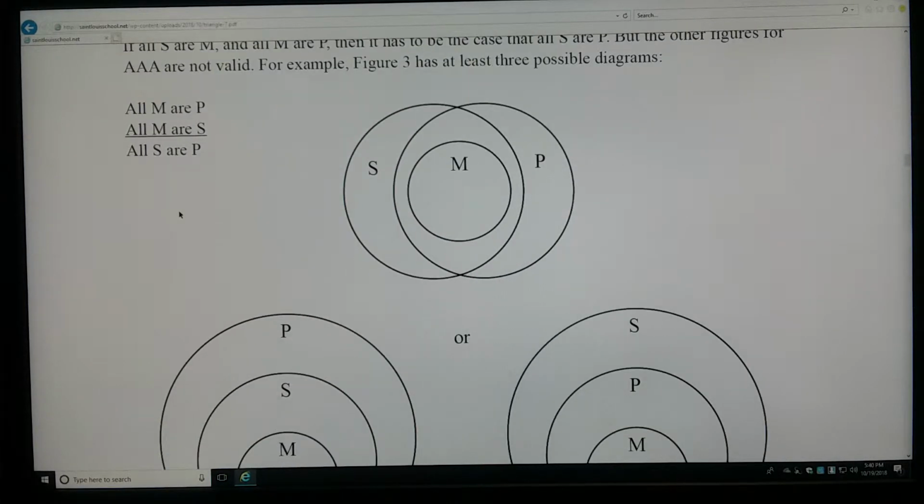So we have our premises. All M are P. Okay, so that's true in this diagram, that M is a subclass of P. All M are S. Okay, M is also a subclass of S. And then our conclusion says all S are P. But of course, this diagram shows that, in fact, only some S are P.